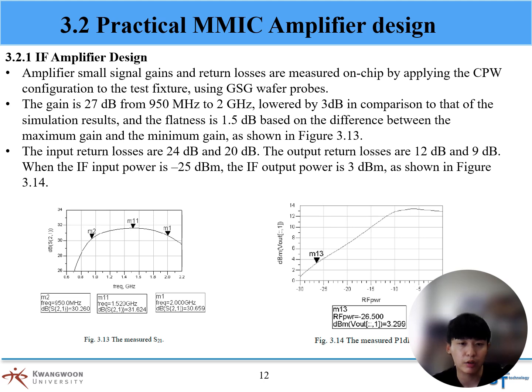The input return losses are 24 dB and 20 dB. The output return losses are 12 dB and 9 dB. When the IF input power is minus 25 dBm, the IF output power is 3 dBm, as shown in Figure 3.14.